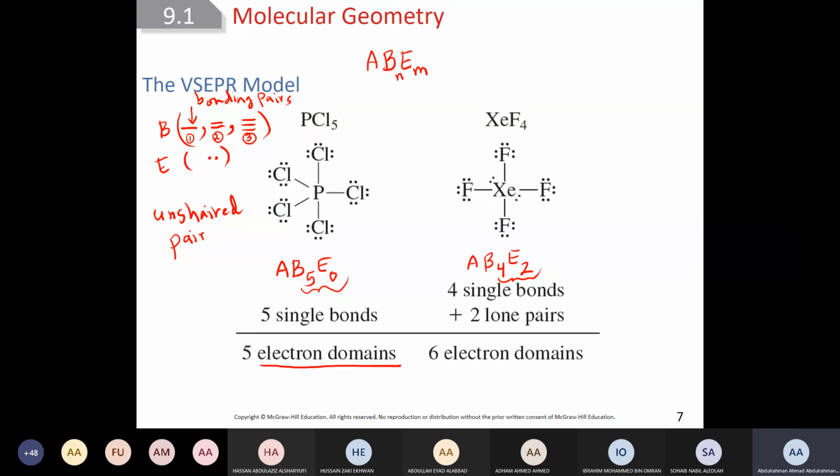What's the total for PCl5? 5. If I want to make my A the F, then what is the electron domain for this F? B1 and E3. So what's the total? 4. Fantastic. I hope you keep this in mind and still remember it. Very important. Very good. Next.